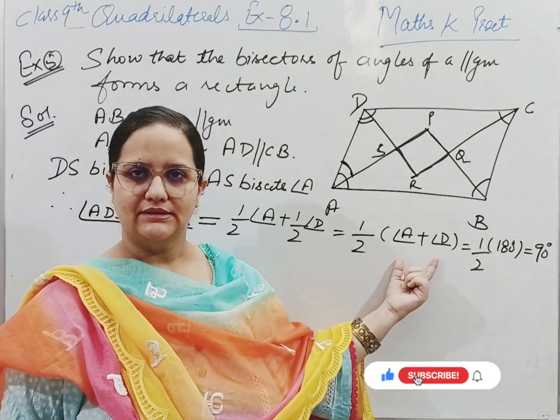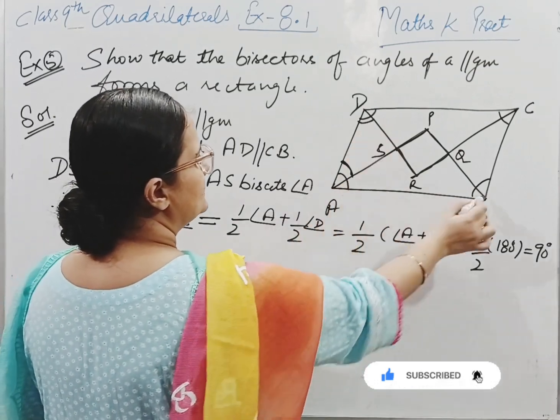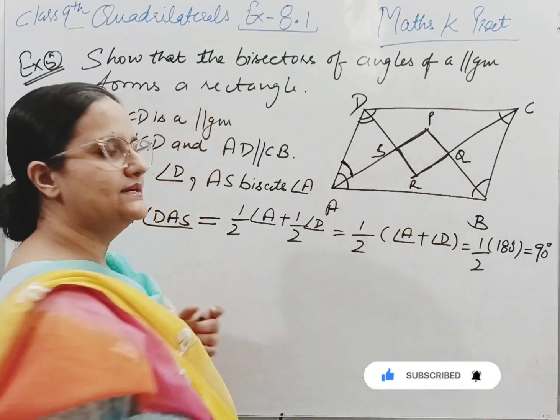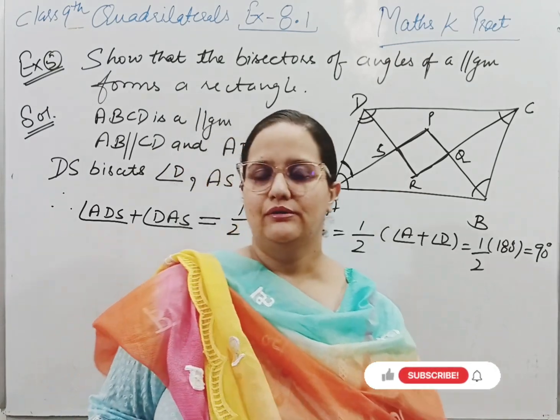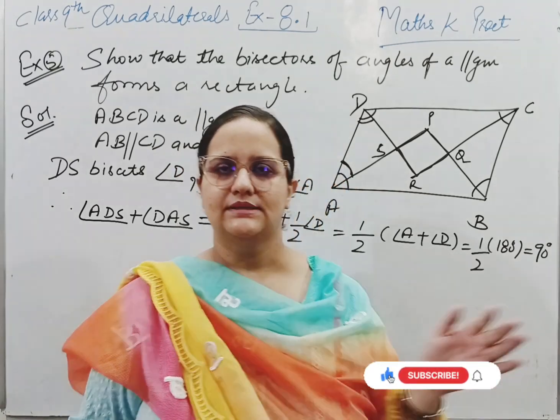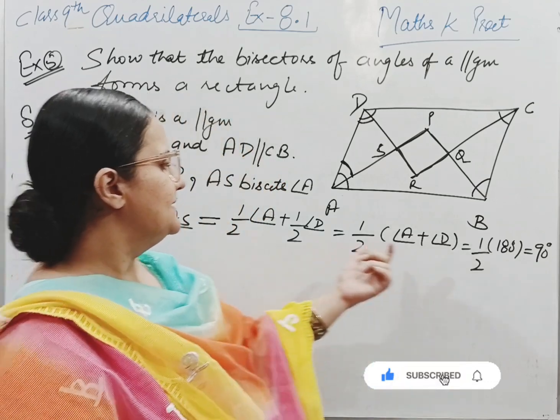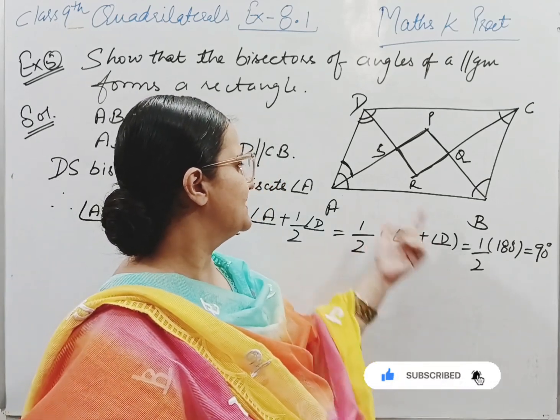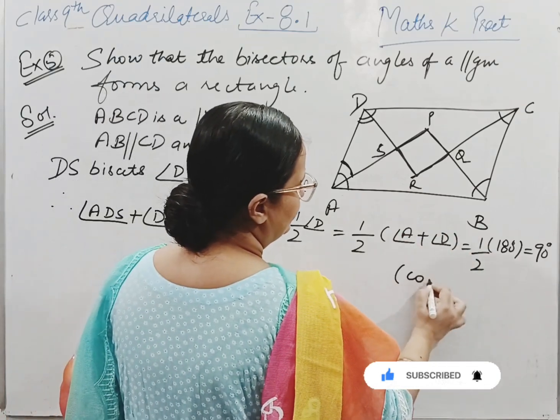Now angle A plus angle D, because this is a parallelogram, these two lines are parallel. So if AD is acting as a transversal, then these two angles are forming a pair of co-interior angles, and when two lines are parallel, the sum of co-interior angles is always 180 degrees. So I can write angle A plus angle D is equal to 180 degrees. You can write a reason here: co-interior angles.